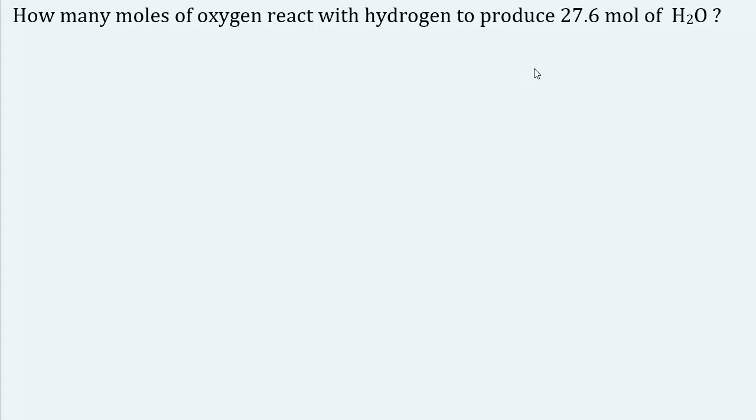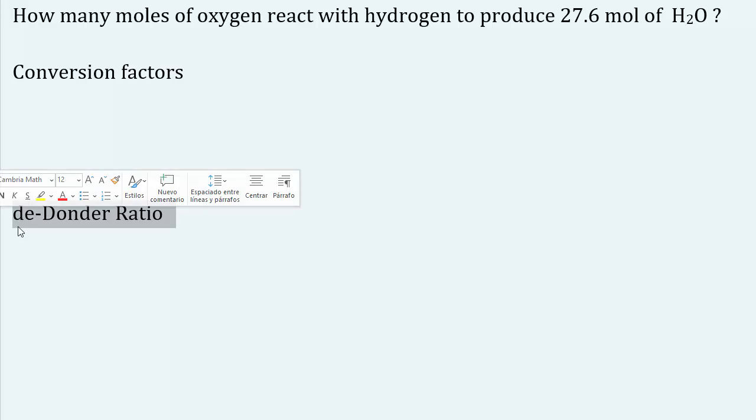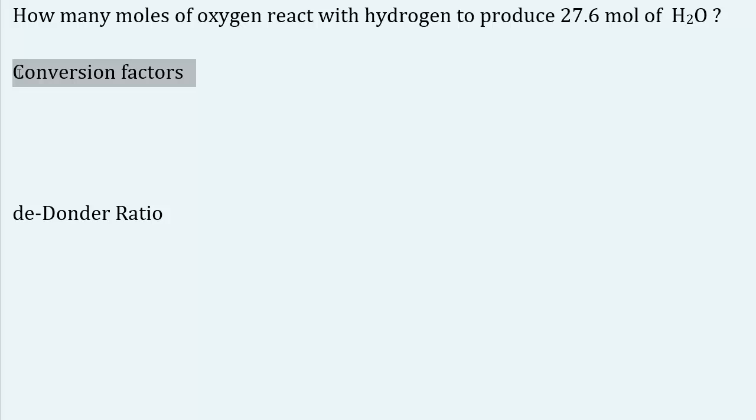How many moles of oxygen react with hydrogen to produce 27.6 moles of water? There are two ways to solve this type of situation: the conversion factors and the Dedondier ratio. The first being the most classical way to solve this kind of situation.